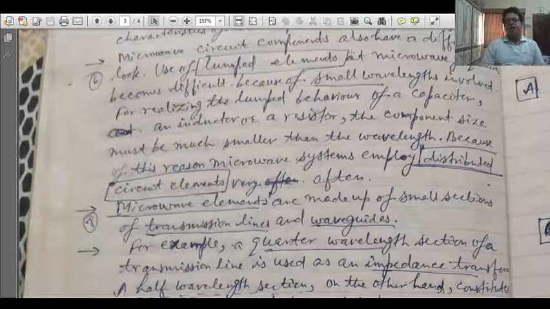Microwave circuit components also have a different look, other than simply those used in circuit components.